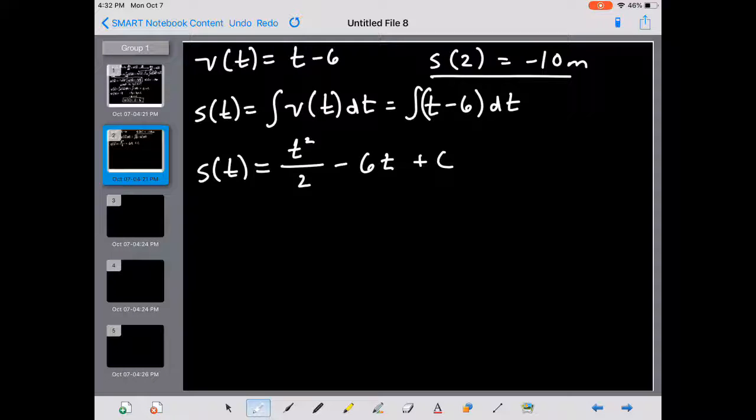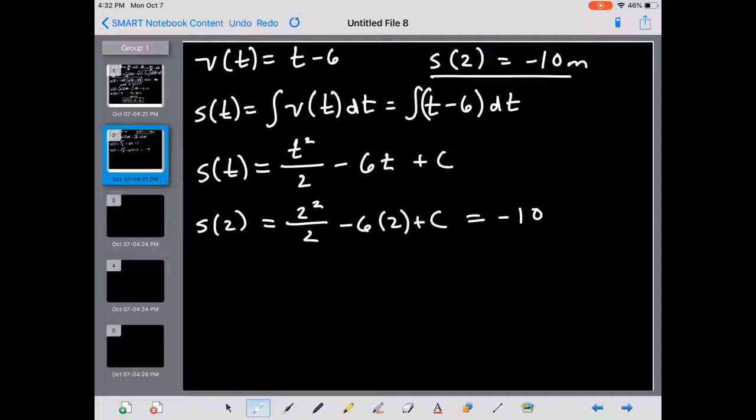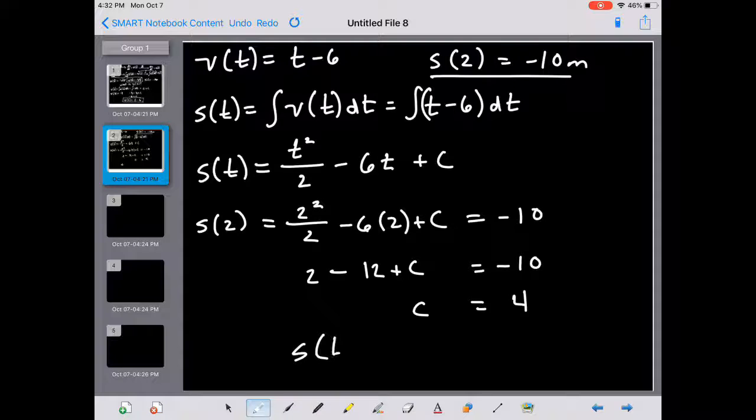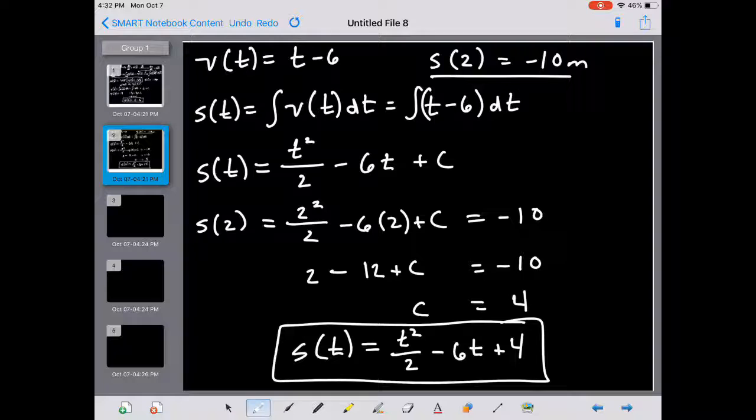Now I'm going to plug in my condition. s of 2 is equal to 2 squared divided by 2 minus 6 times 2 plus c, and this is equal to negative 10. 2 squared divided by 2 is 2, so 2 minus 12 plus c is equal to negative 10. 2 minus 12 is negative 14, so c is equal to 4. So my position as a function of time is t squared divided by 2 minus 6t plus 4. Now we can check this to make sure that these functions match up.